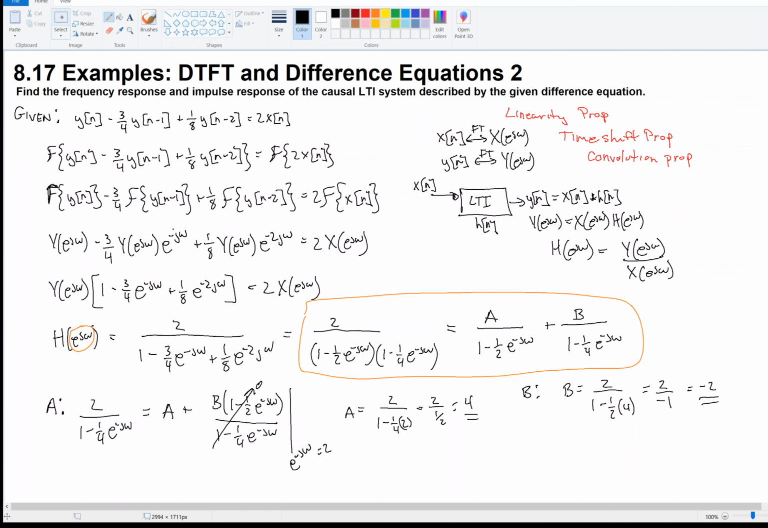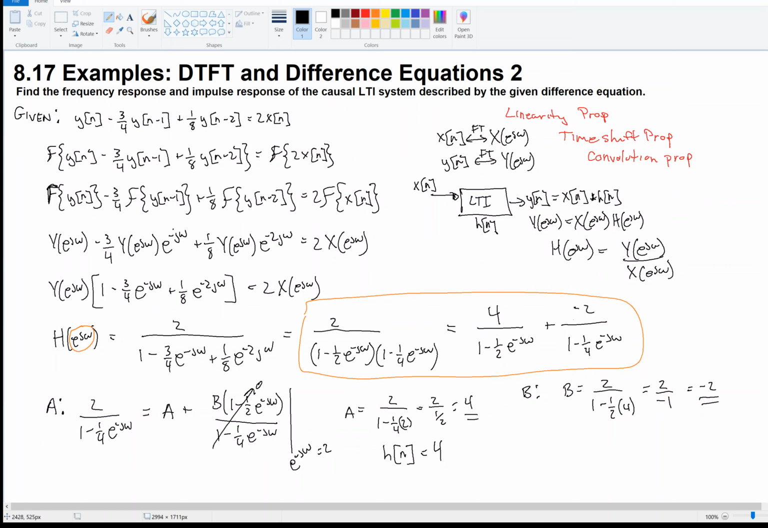And so now we can come up to, I'm running out of room, so I'm just going to overwrite this. a, b. So we said that a is 4, b is minus 2. So what is the inverse transform to that? That's the impulse response. So this is from the linearity property. I can take each one of these separately and forget about the constant or tack it on at the end: 4 times the inverse transform of this guy.